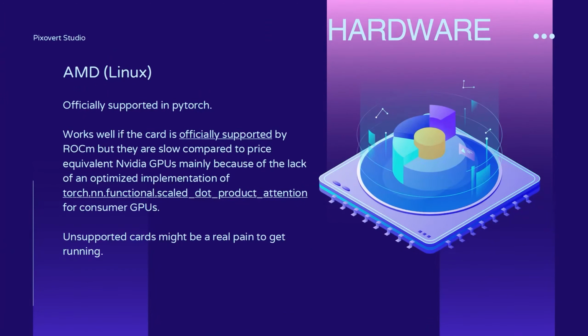Now, AMD is officially supported in PyTorch on Linux. It works well if the card is officially supported by ROCm, but they're slow compared to equivalent NVIDIA GPUs because of a lack of optimization in PyTorch. Now, PyTorch is very important in artificial intelligence. It's a set of tools that were developed by Facebook Research, and it's now a part of Meta, and it is used extensively in generative AI.